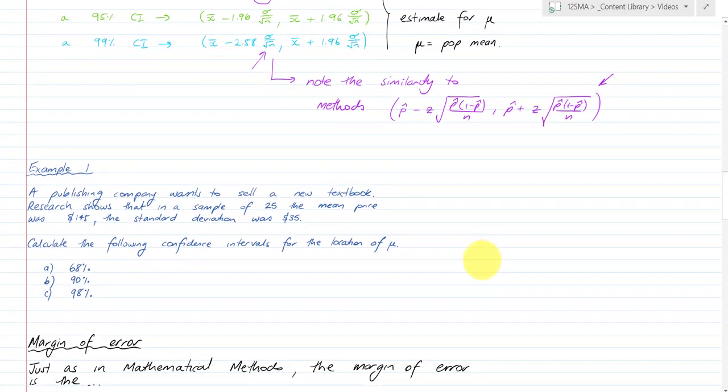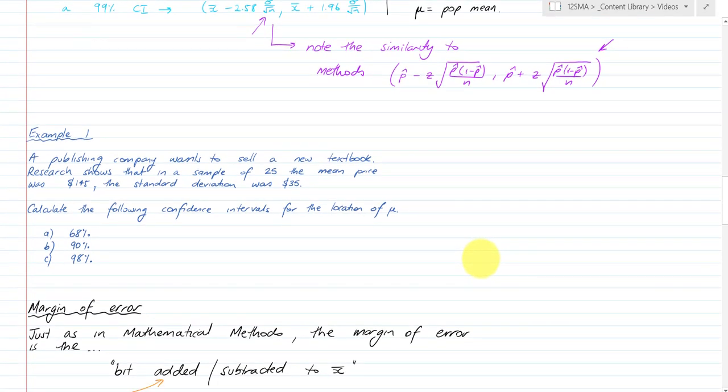So let's have a look. A publishing company wants to sell a new textbook. Research shows that in a sample of 25, the mean price was $145 and the standard deviation was $35. Calculate the following confidence intervals.